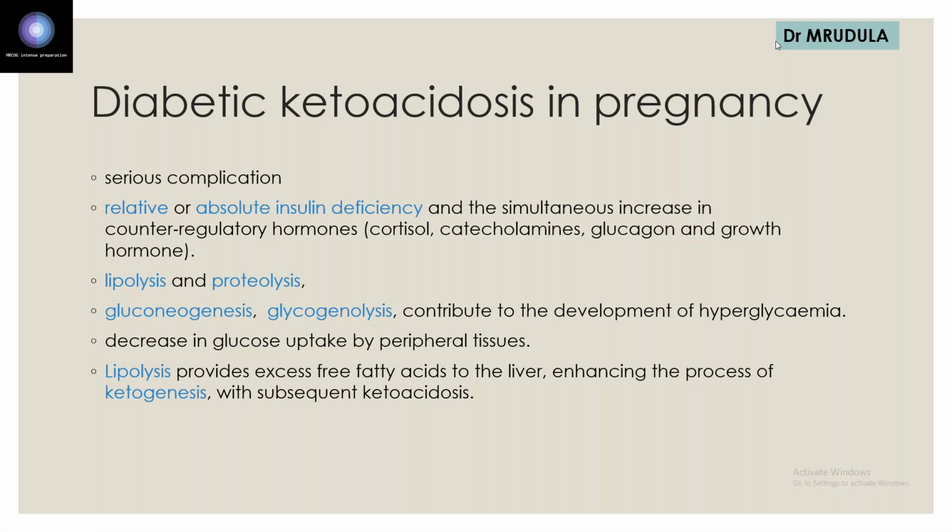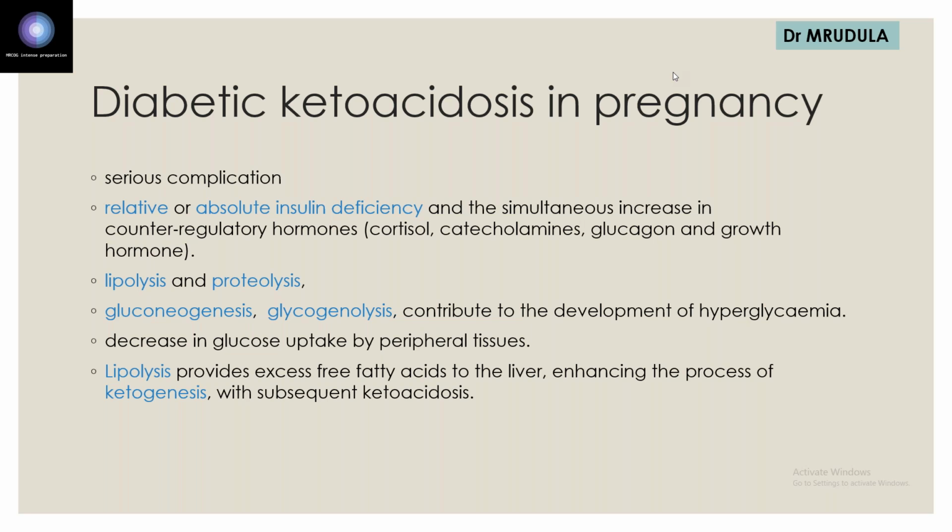So diabetic ketoacidosis in pregnancy is a very serious complication. The pathophysiology of this, the thing you should remember, is it is either relative or absolute insulin deficiency, and because of that there will be a simultaneous increase in the counter-regulatory hormones. So what are these counter-regulatory hormones? Catecholamines, glucagon, cortisol, and growth hormone. Okay, and it will lead to various metabolic disturbances. So if you know these metabolic disturbances, then you will know exactly what electrolyte changes will occur in this diabetic ketoacidosis.